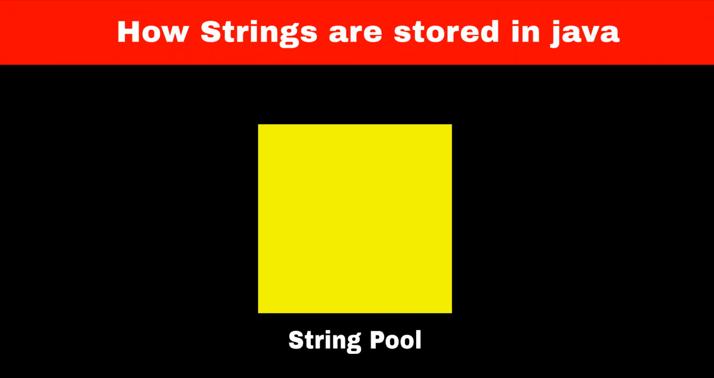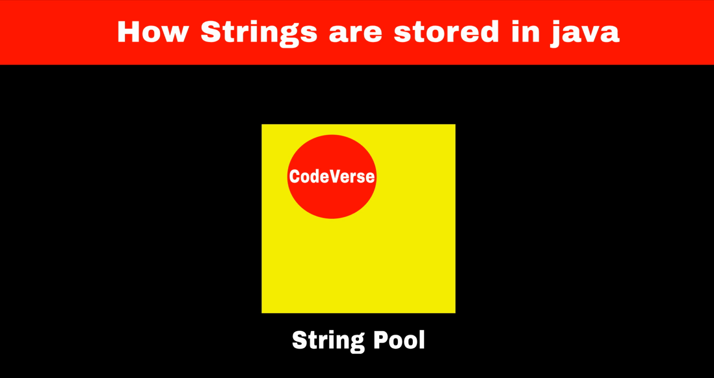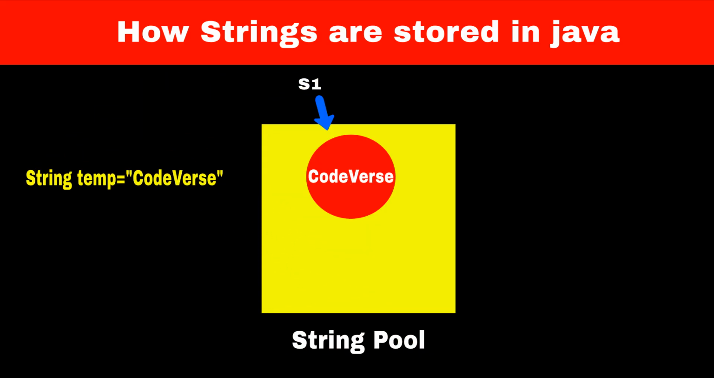Java stores strings in a separate space called the string pool. So when we initialize string1 equal to CodeVerse, it will create an object in the string pool with the value CodeVerse, and the string1 variable will point to that object. Now suppose we want to define another string with the same value. Java won't create a separate object in the string pool. It will just point to the old object, which is CodeVerse.